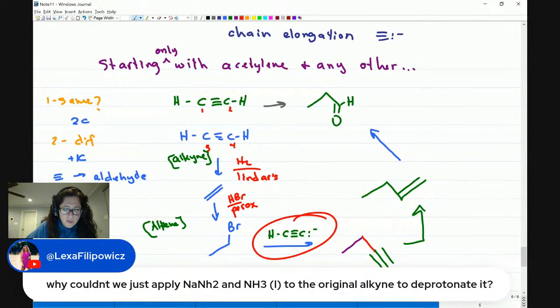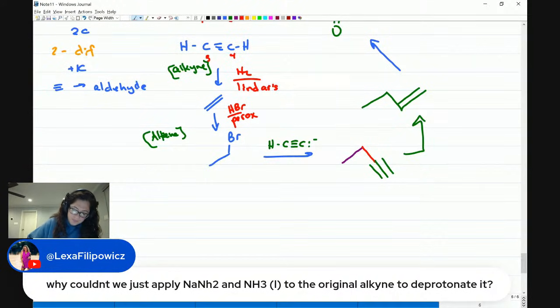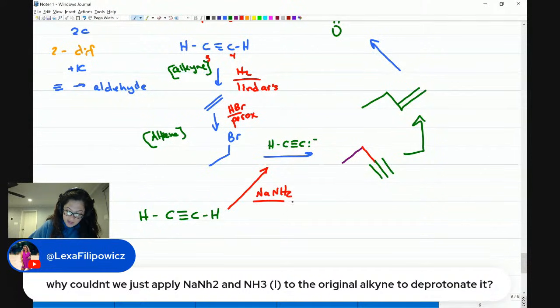Question, why couldn't we just apply NaNH2, NH3 to the original alkyne to deprotonate it? We are going to for one of the two. And so if we take our original alkyne and we react it with NaNH2 in NH3, that will give me this, and this is going to do an SN2 reaction right here. So that is how we react the second piece.